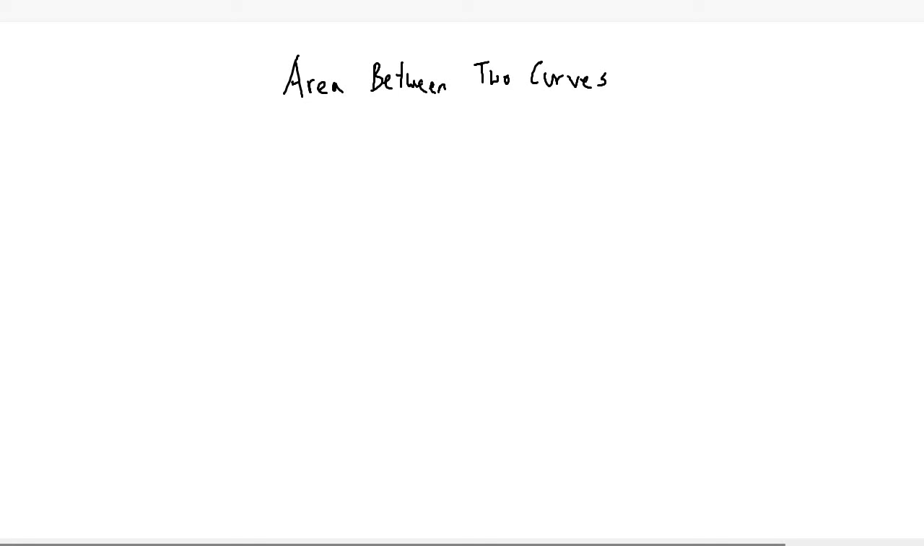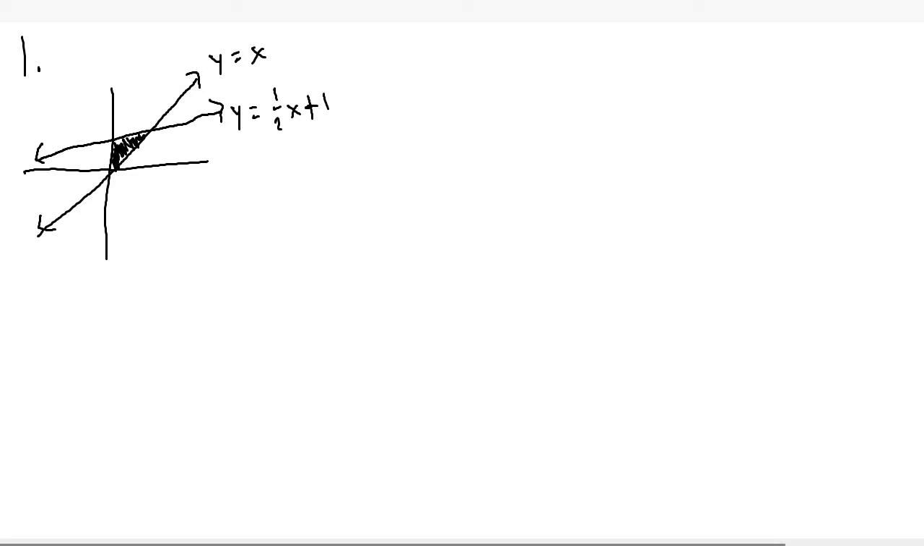So let's take a look at calculating area between two curves. Looking at number 1, in order to find the area between the lines y equals x and y equals half x plus 1, we need to set up our formula. And the formula is pretty simple. The area between these two curves is equal to the integral of top curve minus bottom curve.